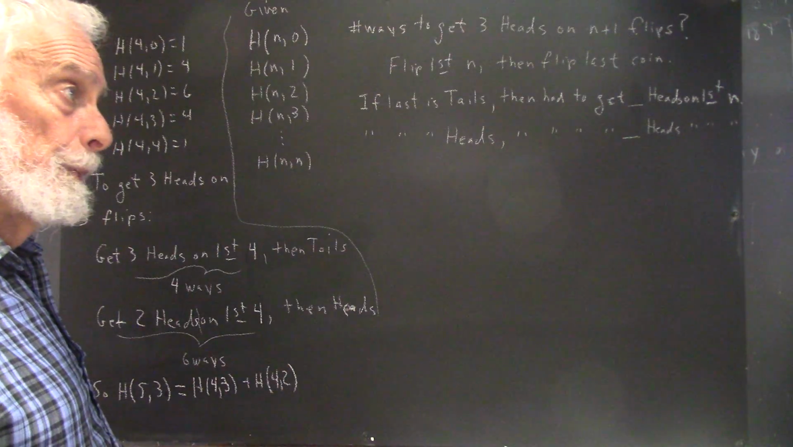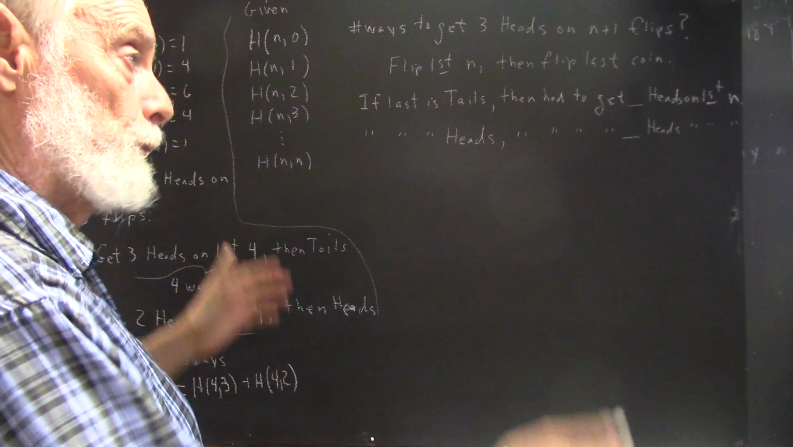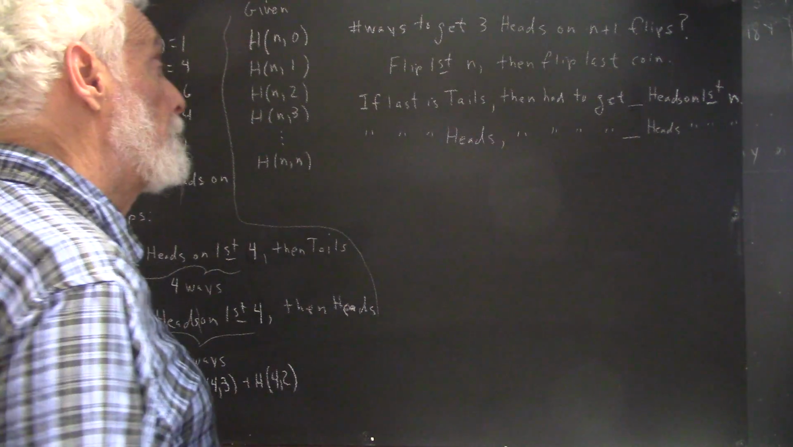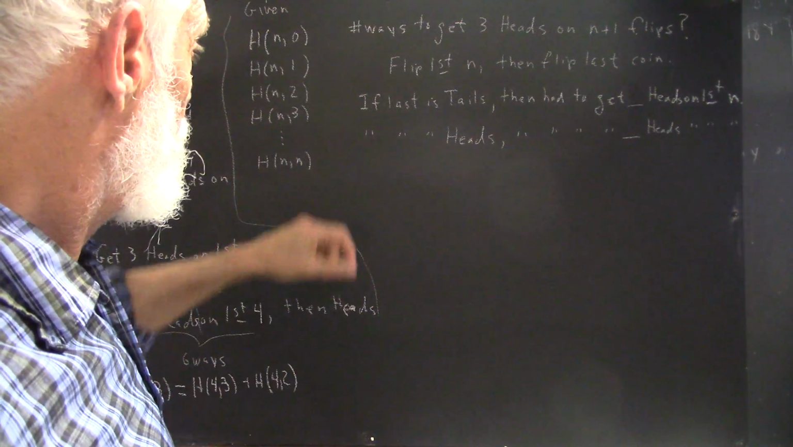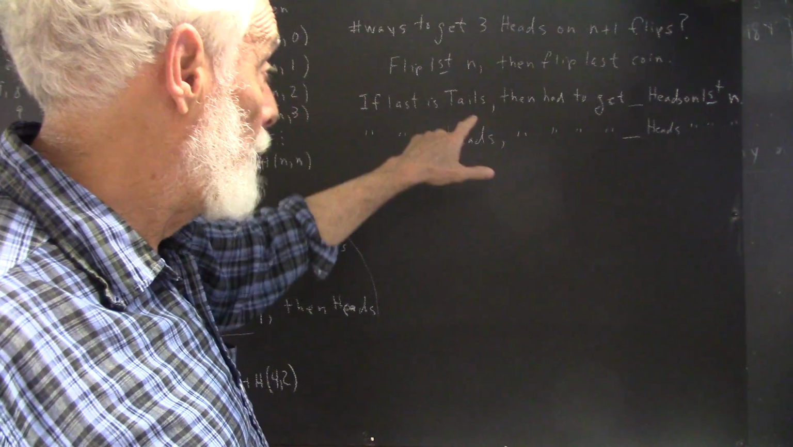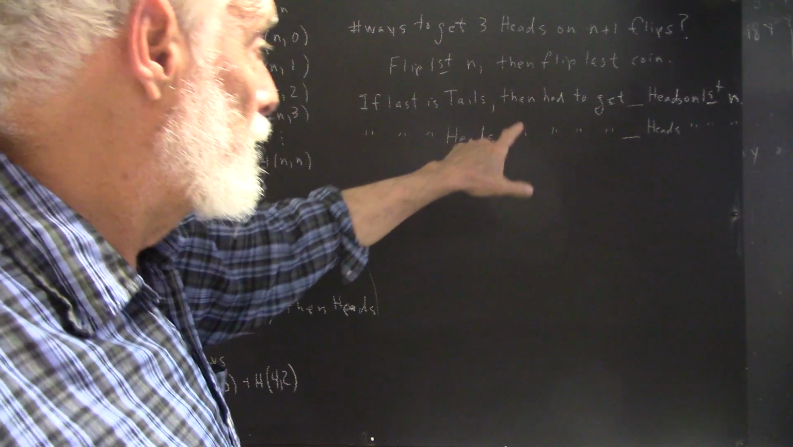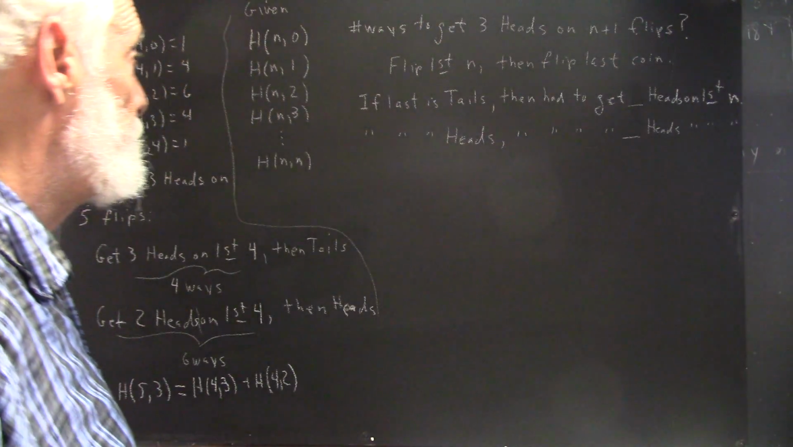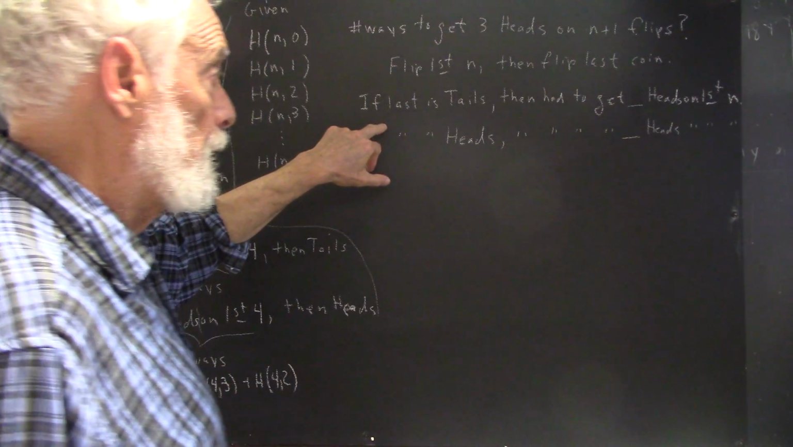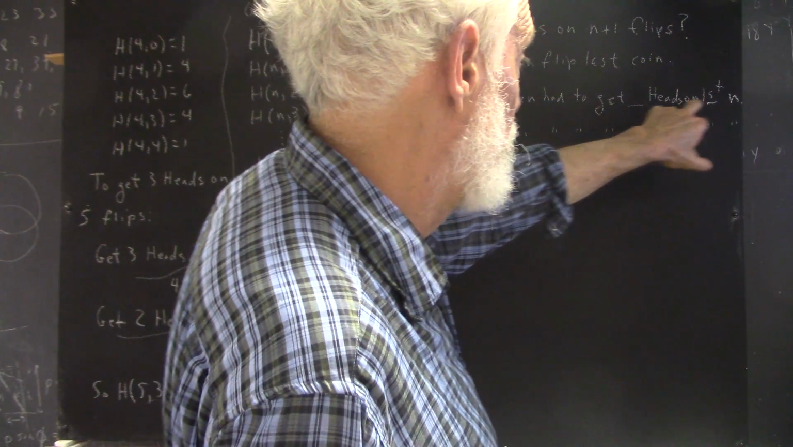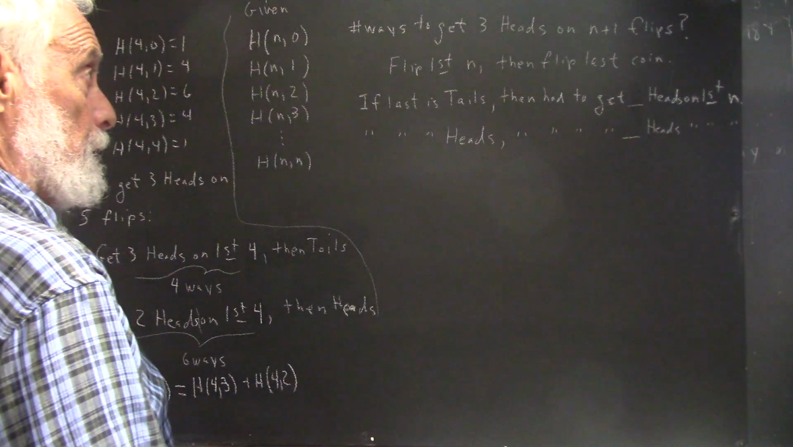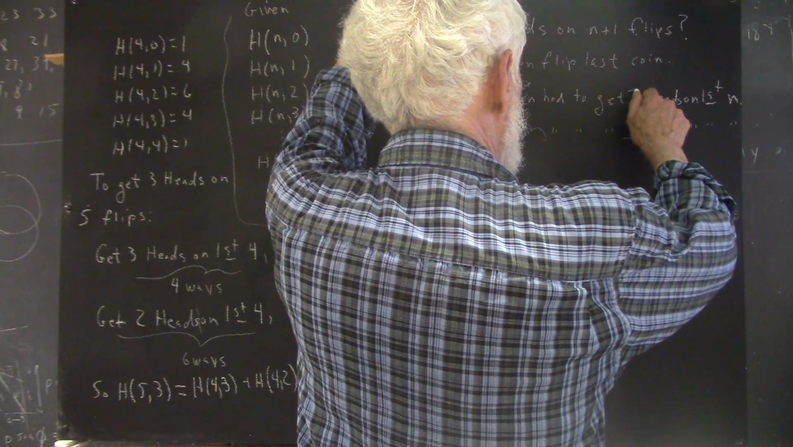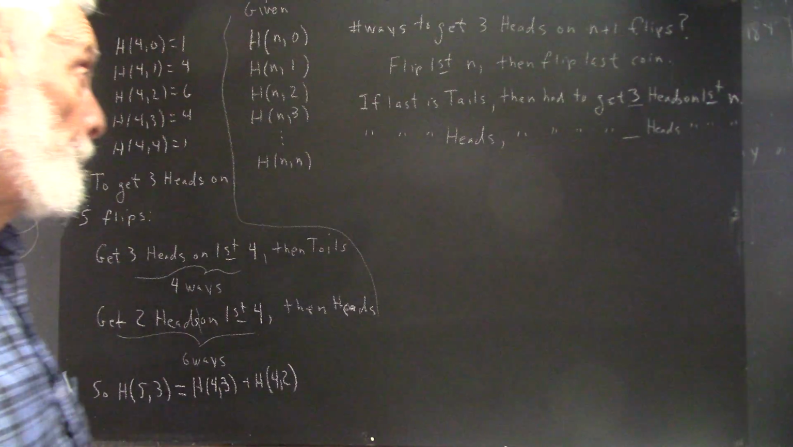Well, to flip a coin n plus 1 times, first we have to flip it n times. And then we flip it again and either get a head or a tail. So, if our last flip happens to be tails, then how many heads did we have to get on the first n flips? If we're going to get 3 heads in all and we got tails on the last one, how many heads did we have to get on the first n? Okay, well, obviously, we're not getting any heads here. We have to get 3 heads on the first n.